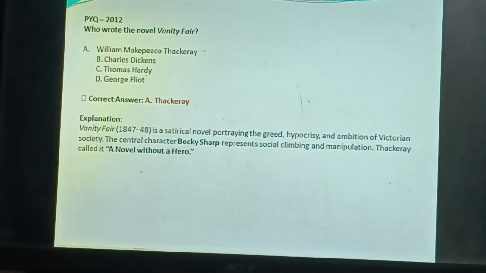It is a satirical novel portraying the greed, hypocrisy, and ambitions of Victorian society. The central character is Becky Sharp, a very prominent character of this novel, so don't forget this name. She represents the social climbing and the manipulations. Thackeray called it a novel without a hero. It is the subtitle of this novel, and there is actually no hero.